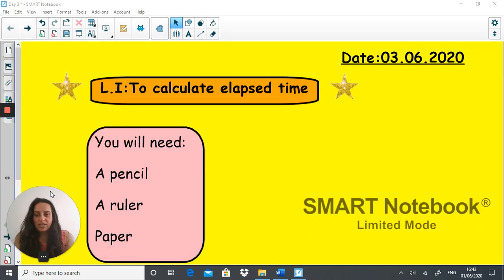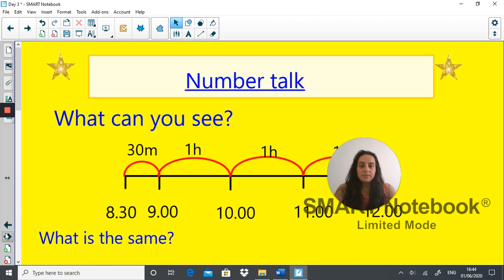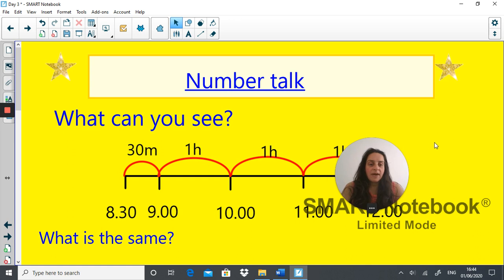Okay, so let's minimize my very big face and put it across here. Right, so today is the 3rd of June 2020, it's a Wednesday, and the LI, as I explained yesterday, is the same all week: to calculate elapsed time. And for today's lesson, you will need a pencil, a ruler, and a piece of paper or a book just to jot down your answers on.